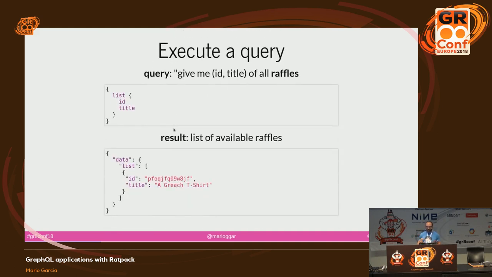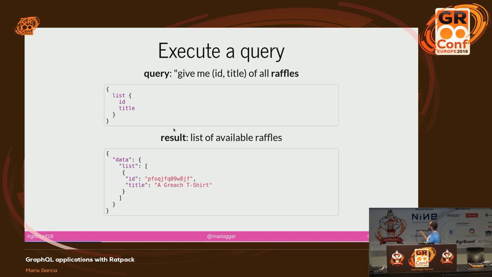Okay, so the last step is just executing the query. Let's say we have a query called list, and we are asking, give me the ID and the title of all the raffles. We have defined a query called list that returns all the raffles in the data store. We don't know which type of data store we are using, but we want to retrieve only the ID and the title of those raffles. So the query would look like this. And the result will be like the one below.